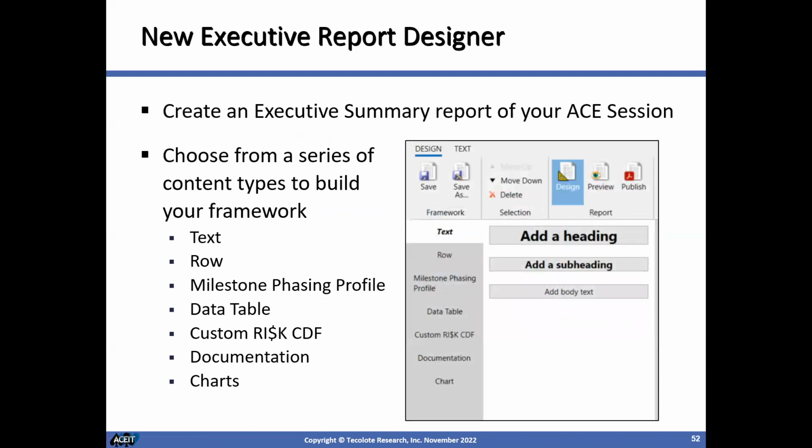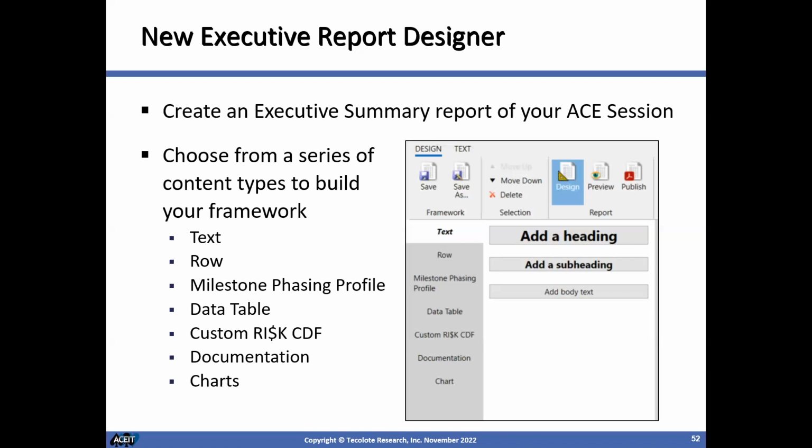And then the real big addition to the reports is our new executive summary report. This is really designed to help you create a document that has some text and some visuals, meaning either a chart or content information from a row, or from a data table, or from the milestone profile, or from the documentation that are in the file, and create a document that you could provide to somebody else as the executive summary of what's going on in the ACE file.